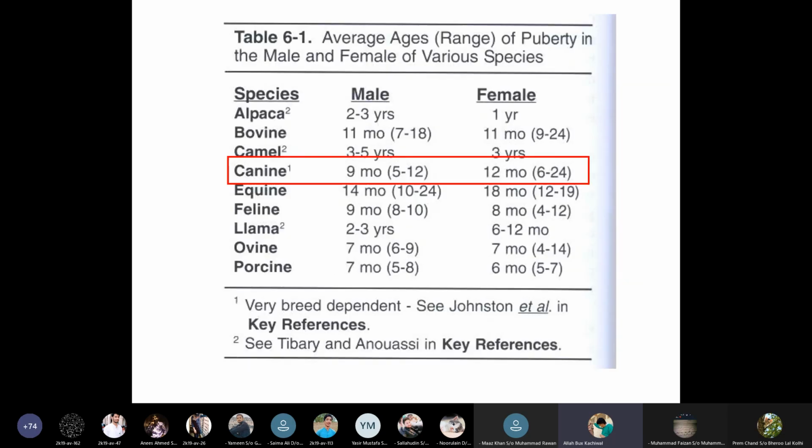The puberty, the average age of puberty of the male and the female of various species.